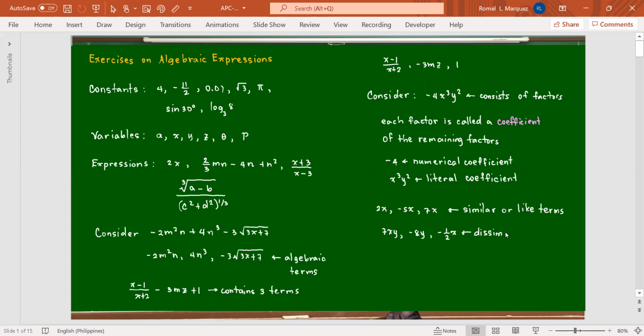Double S ba ang dissimilar, guys? Guys, nalilito na ako sa spelling. Double S? Opo, sir. Oh, yan. Dissimilar or unlike terms, no? Okay, guys?